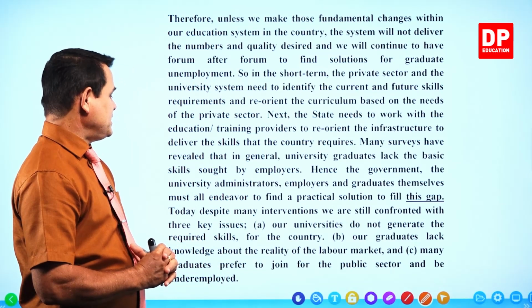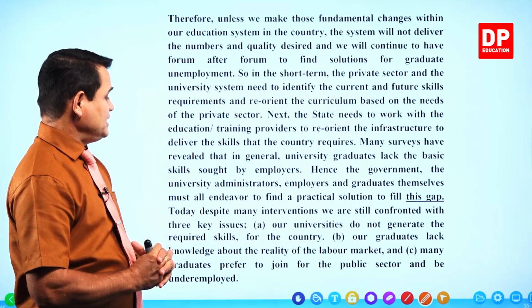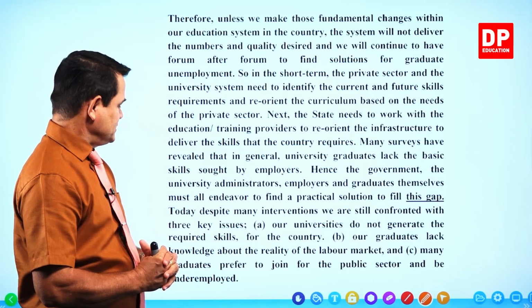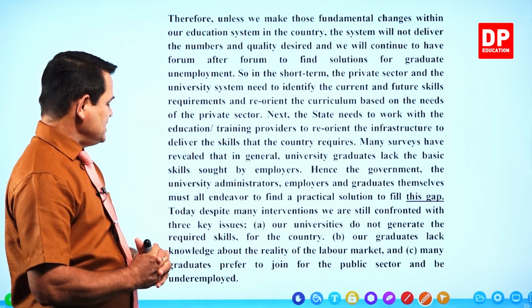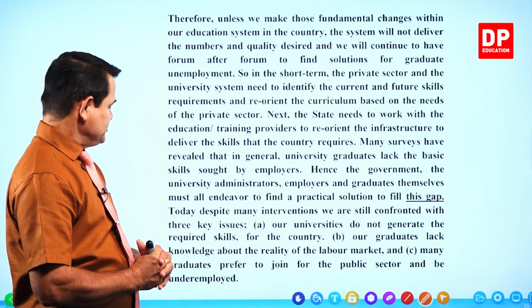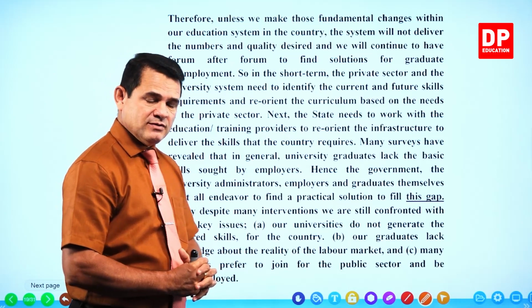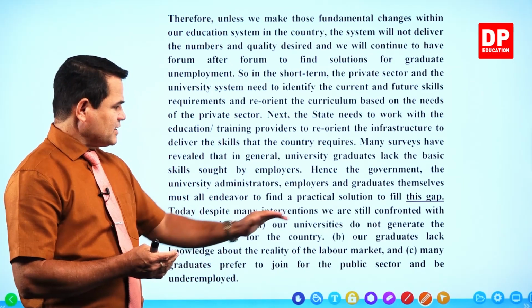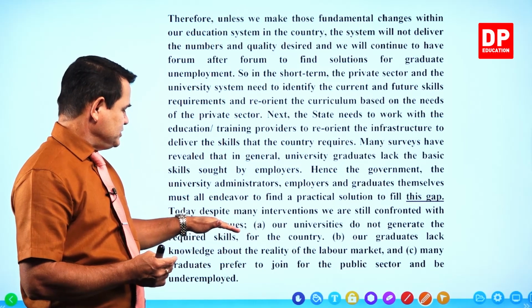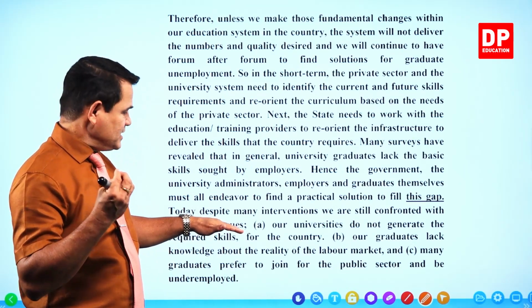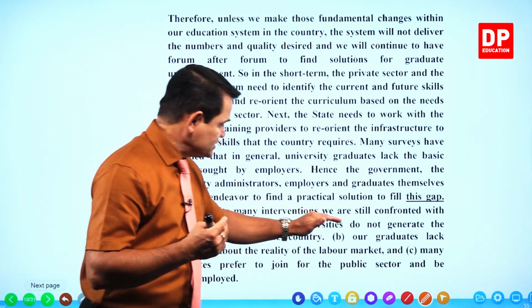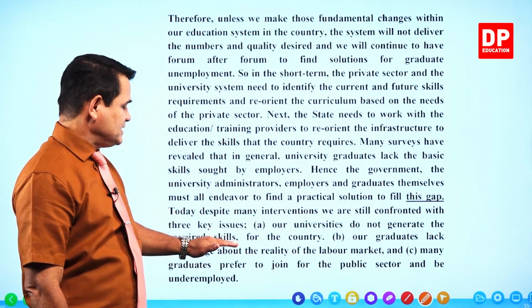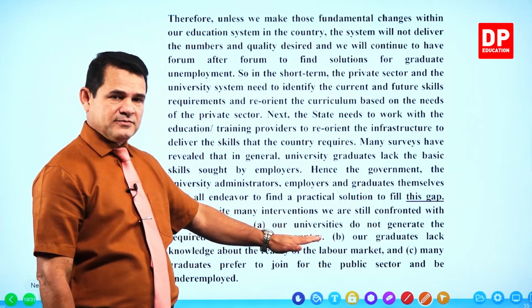Today, despite many interventions, we are still confronted with three key issues. Pradhana issues තුනක් ගැන කියවෙනවා. That is, our universities do not generate the required skills for the country.